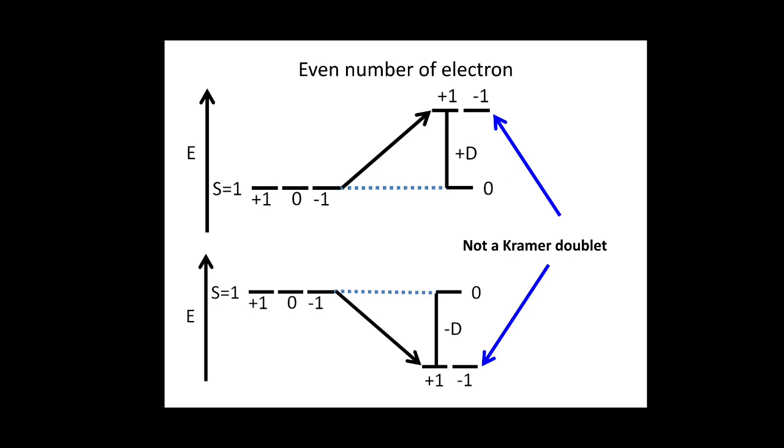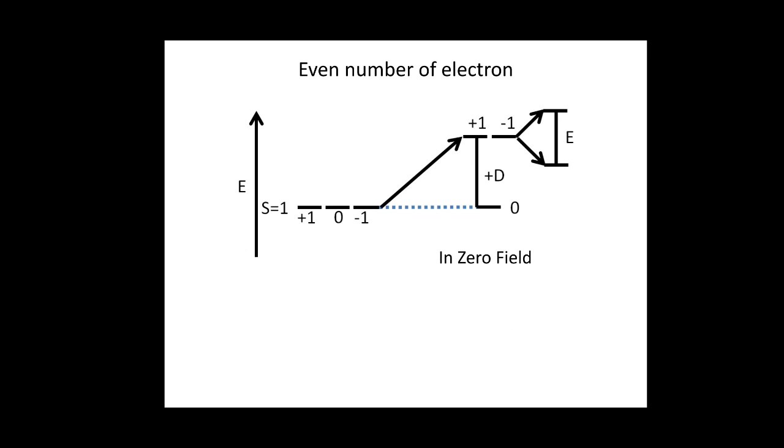Now in many videos I have seen, and I was shocked, people are calling this +1 and -1 a Kramer doublet. Not at all. These are not a Kramer doublet. Let me repeat again. These are not a Kramer doublet. These levels can be easily split, or you can remove the degeneracy even without the application of a magnetic field. Now how to do that? As I said, there are two important terms in zero field splitting, D and E.